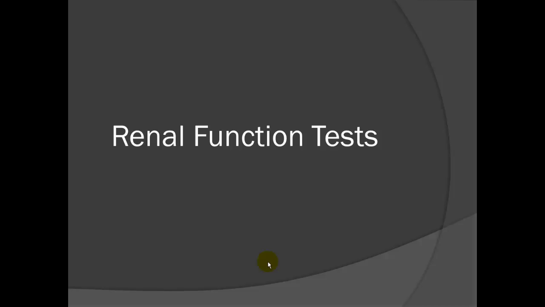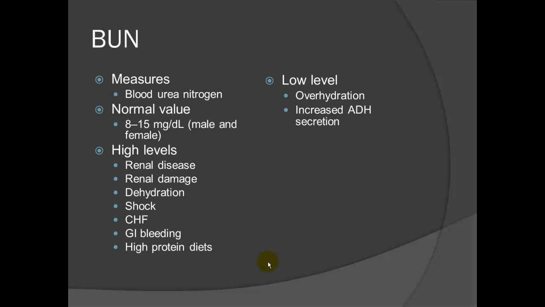Next subject we're going to talk about are renal function tests. Pretty much two things that we look at are BUN and creatinine. BUN measures the blood urea nitrogen, which is a byproduct of protein metabolism. Normal values should be from 8 to 15 milligrams per deciliter in male and female. High levels on the BUN means that they have renal disease or renal damage.